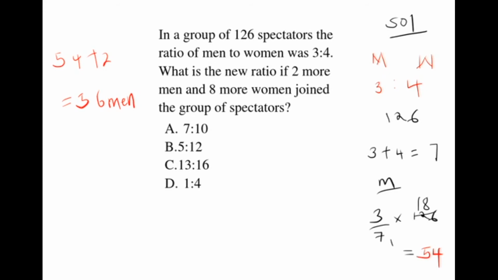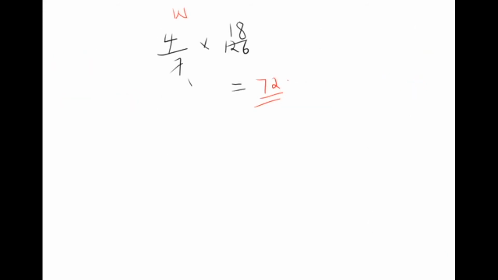The number of women is 72, and then 8 more join. Now we will have 72 plus 8. The number of women will be 80.